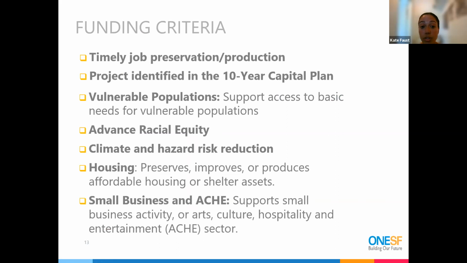So those could include supporting access to basic needs for vulnerable populations, promoting racial equity in service delivery or economic justice, reducing climate and other hazard risks like earthquakes, flooding, poor air quality, supporting affordable housing or shelter assets, and/or supporting small business activity.